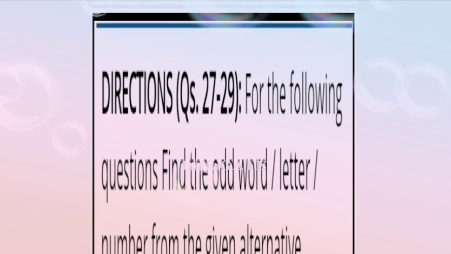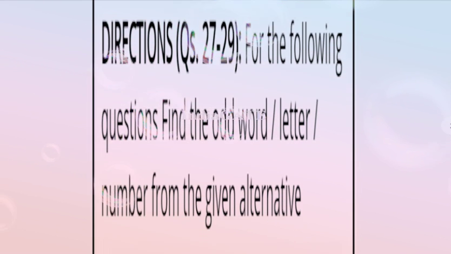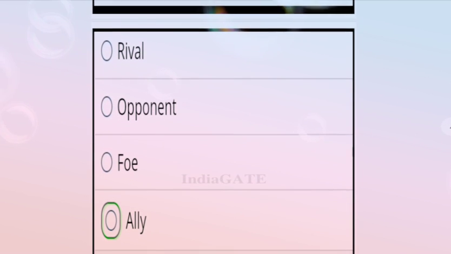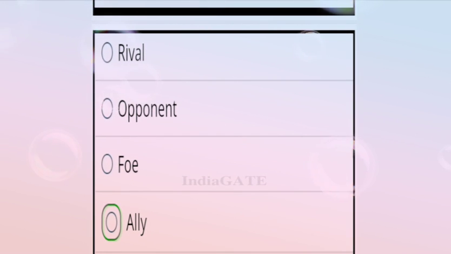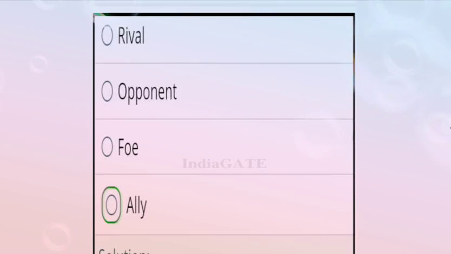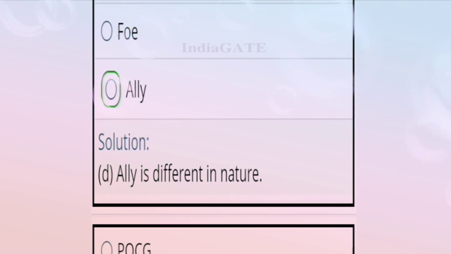For the following questions, find the odd word, letter, number from the given alternatives. Here the alternatives are given like this. Options are rival, opponent, foe, and alloy. The different alternative is option D, that is alloy. Why? Yes, alloy is different in its nature.